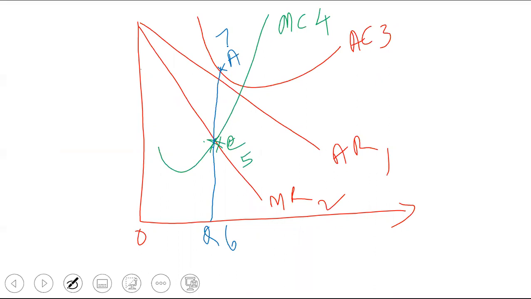Then join it to the Y axis. This is P, this is the eighth point. Eighth point, did you reach?